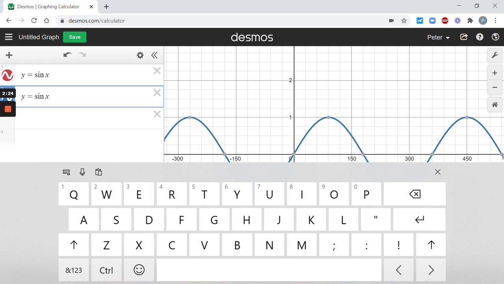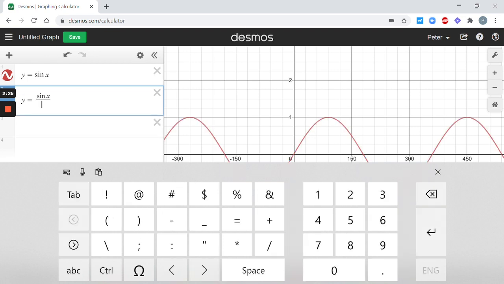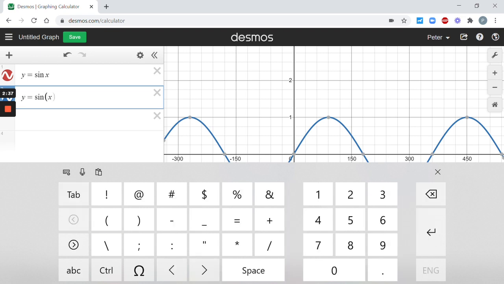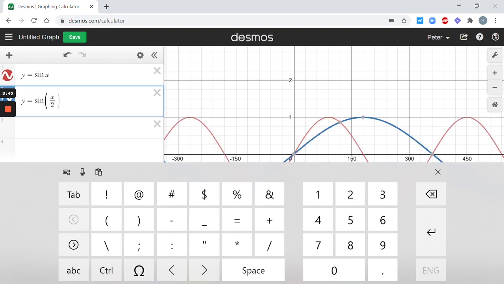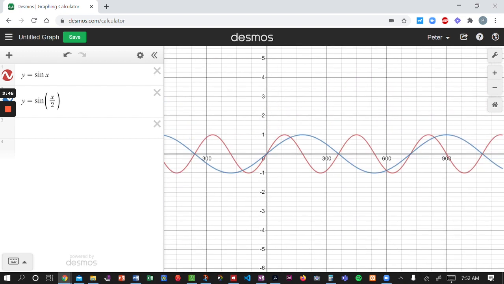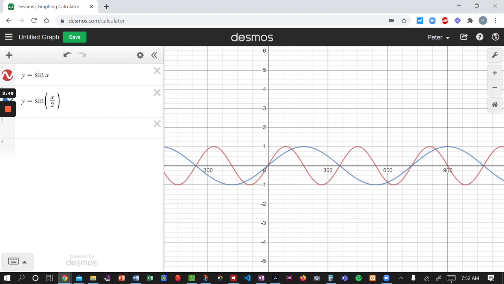So if I put x over 2, that would double. Oops, that's not what I want. Just want x over 2. So if I put x over 2 like that, that's going to stretch the period. So we can see that now the period's doubled. So we go from 0 to 720, right? So now it's 360 multiplied by 2.